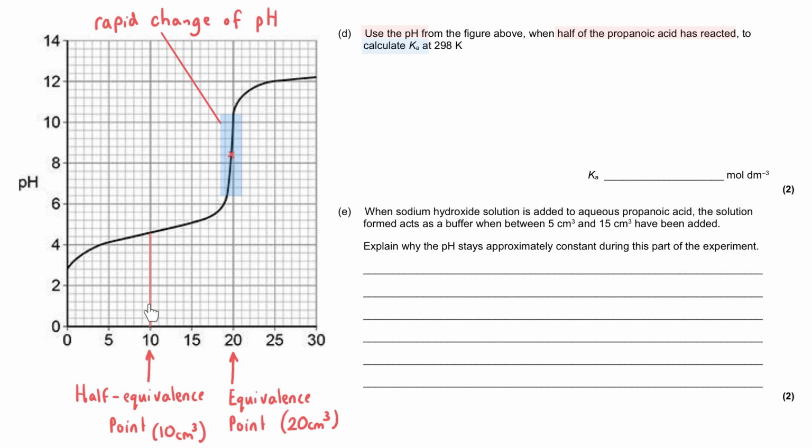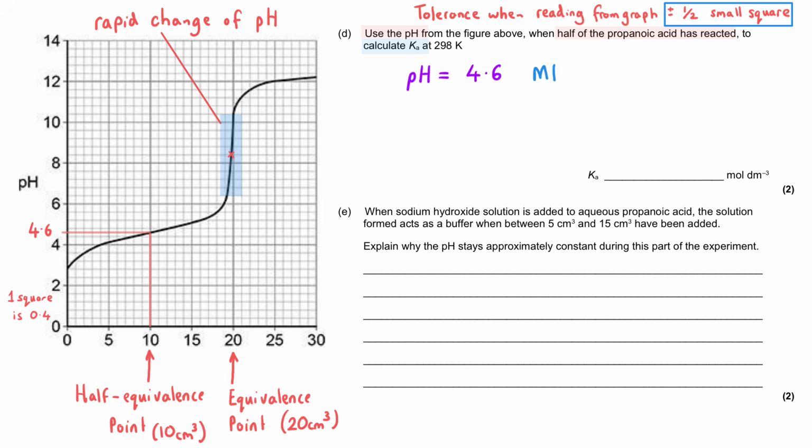Reading from the 10 cm cubed position up to the curve and then across to the y-axis will give me this pH here. And since each small square is worth 0.4, the pH at my point is going to be 4.6. The equivalence point is not fully obvious here, and you normally get half a square allowance for being slightly out with your answer. So any pH between 4.4 and 4.7 will get you this first mark.